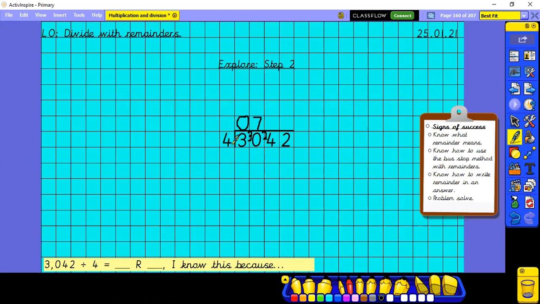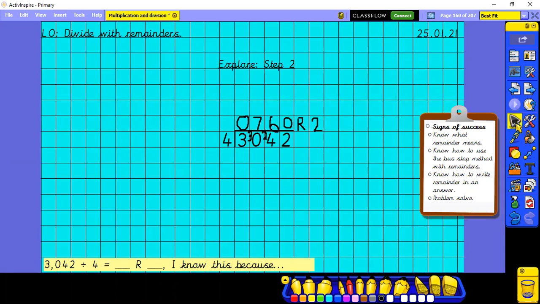So I need to think about my 4 times table again. What do I multiply by 4 to get 24? And straight away I know that is 6, because 6 times 4 is 24, so I can put my 6 here. Okay, but how many times does 4 go into 2? Remember what I said, if the dividend is smaller than the divisor, it cannot work. So 4 goes into 2 0 times. But because we still have this 2 and we need to carry it, it becomes remainder 2.